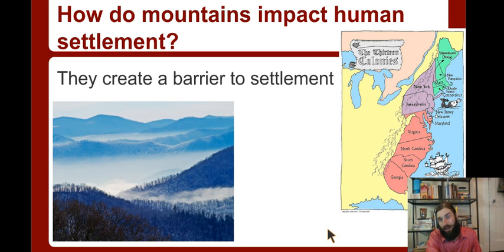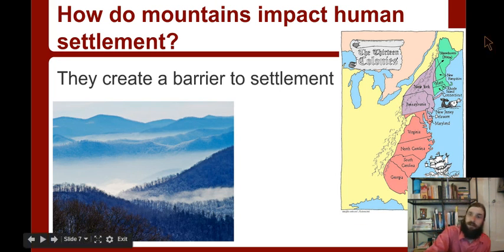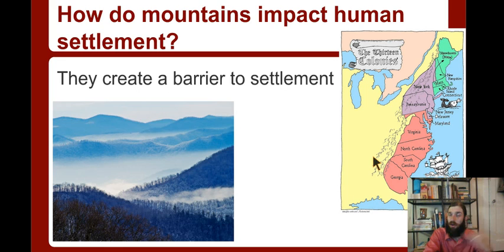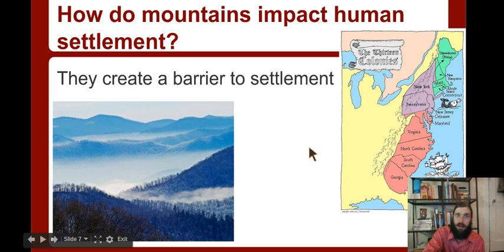They create a barrier to settlement, okay? So my favorite example is the 13 colonies. Why did all the colonies stop right about here? Well, the Appalachian Mountains created a barrier that people had trouble crossing easily, okay?